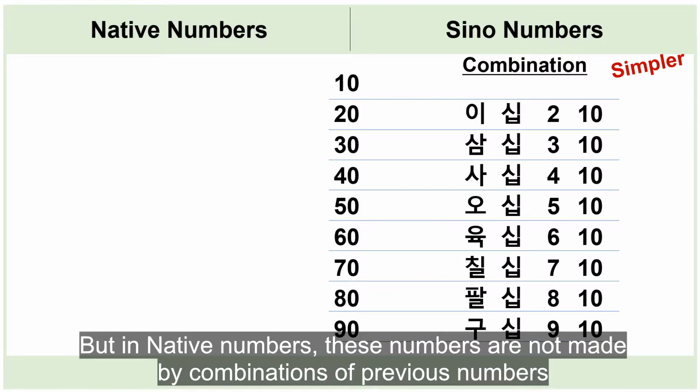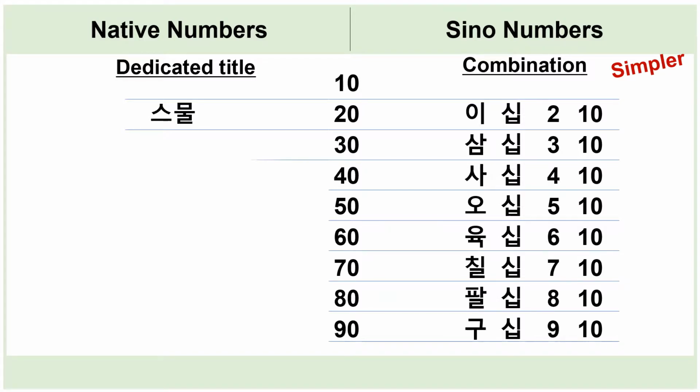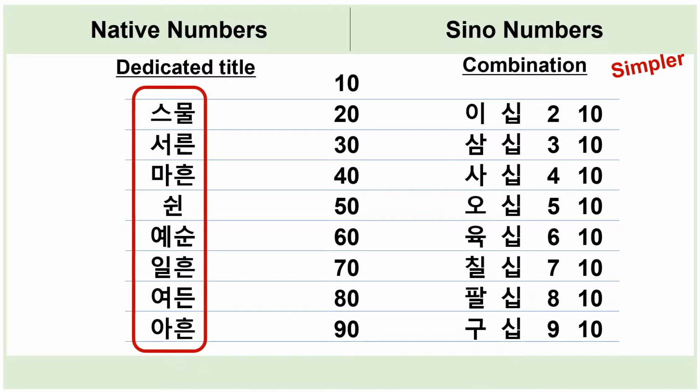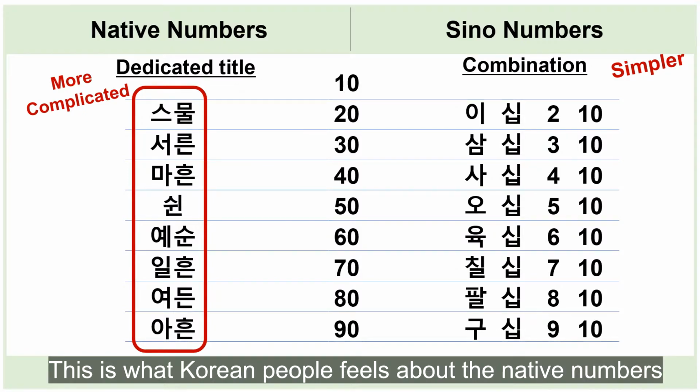But in native numbers, these numbers are not made by combinations of previous numbers, but they have dedicated names. For example, 20 is 스물. 스물 is a dedicated name for 20. So in that way, 30 is 서른, 40 is 마흔, etc. This part makes the native numbers more difficult to use, even for Korean people like me. This is what Korean people feel about the native numbers.